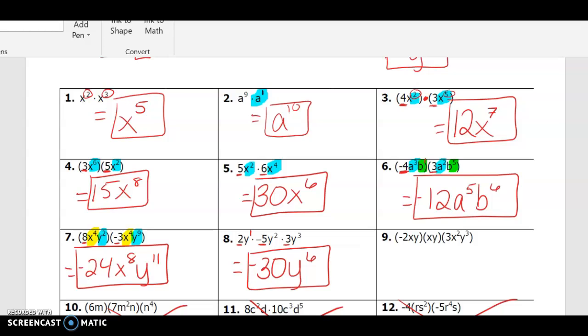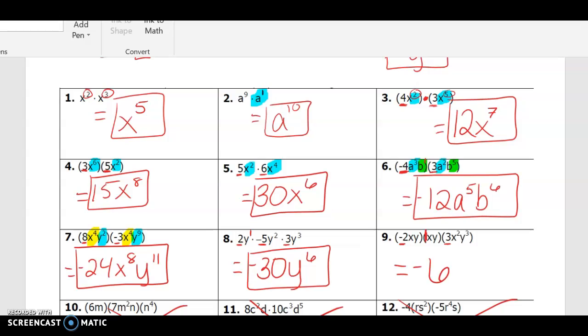All right, and number 9 is going to be the most challenging that we're going to get to. So again, I have 3 terms. So I want to focus on the numbers out in front. Okay, now notice in the second term, there is no number. So technically, it's just a 1, which doesn't really change when we multiply. So I have negative 2 times 1, which gives me negative 2. Negative 2 times 3 is negative 6.